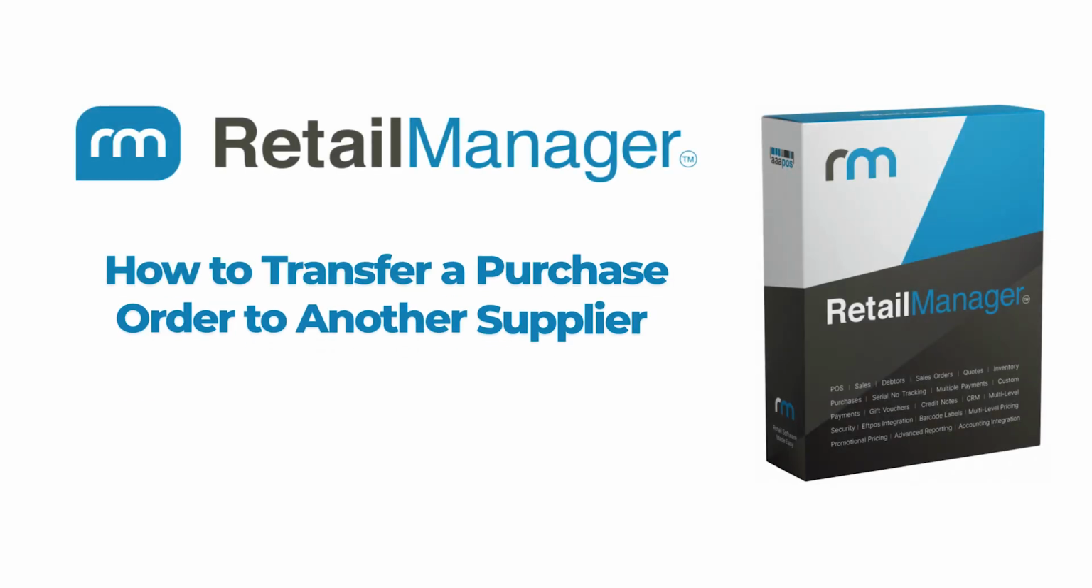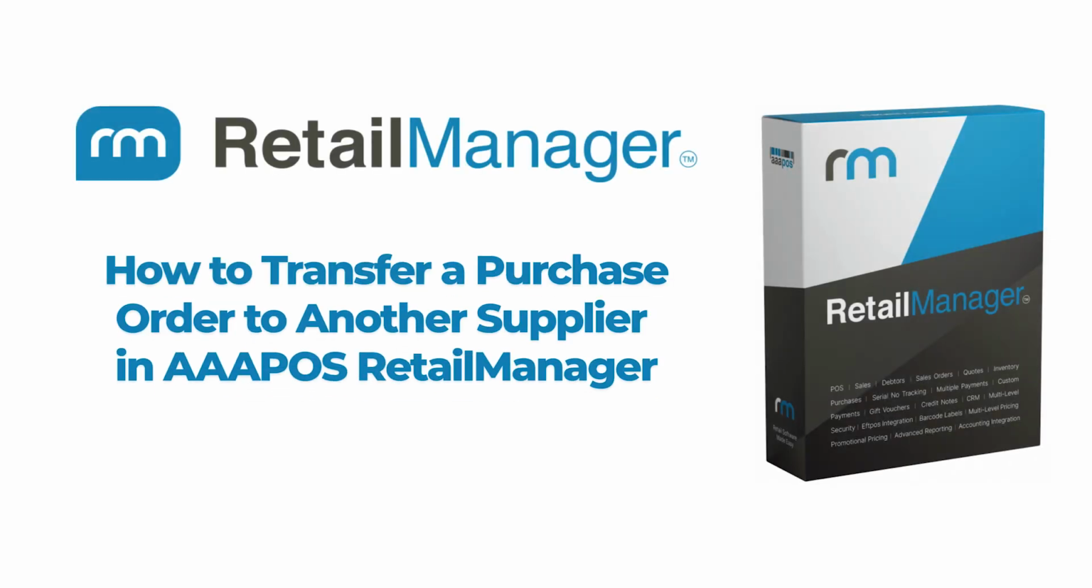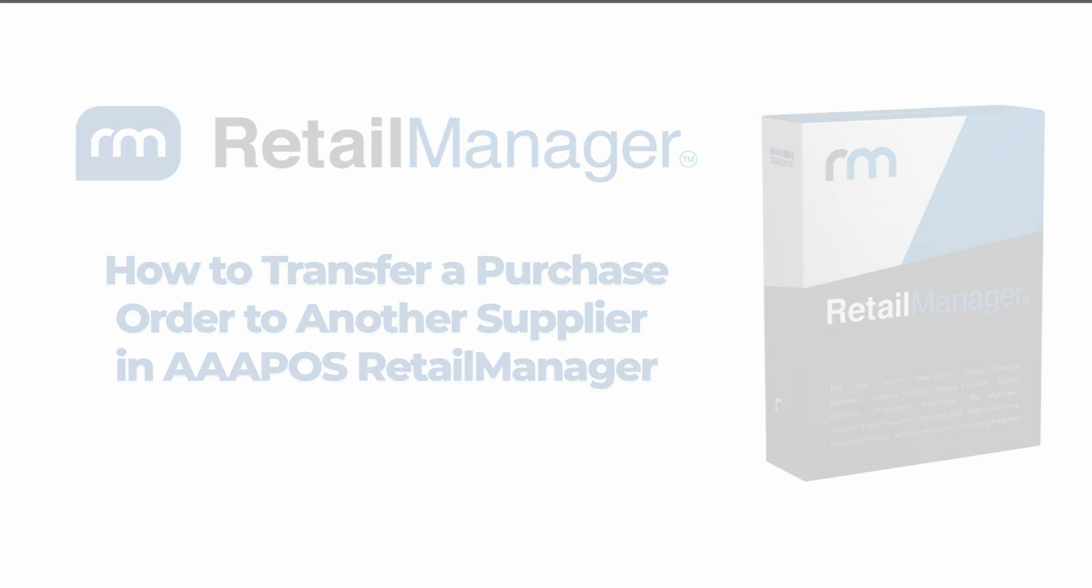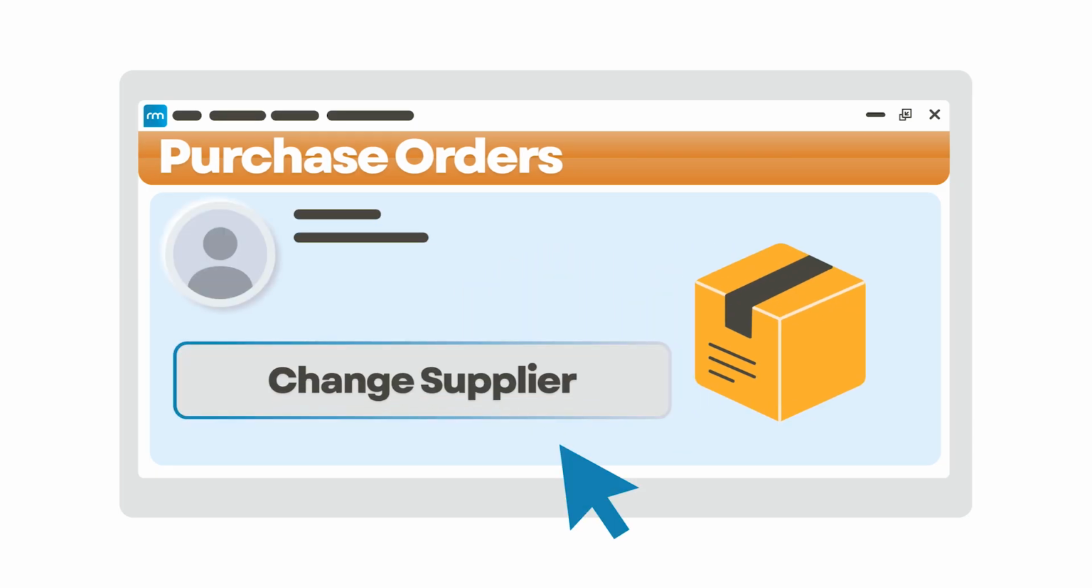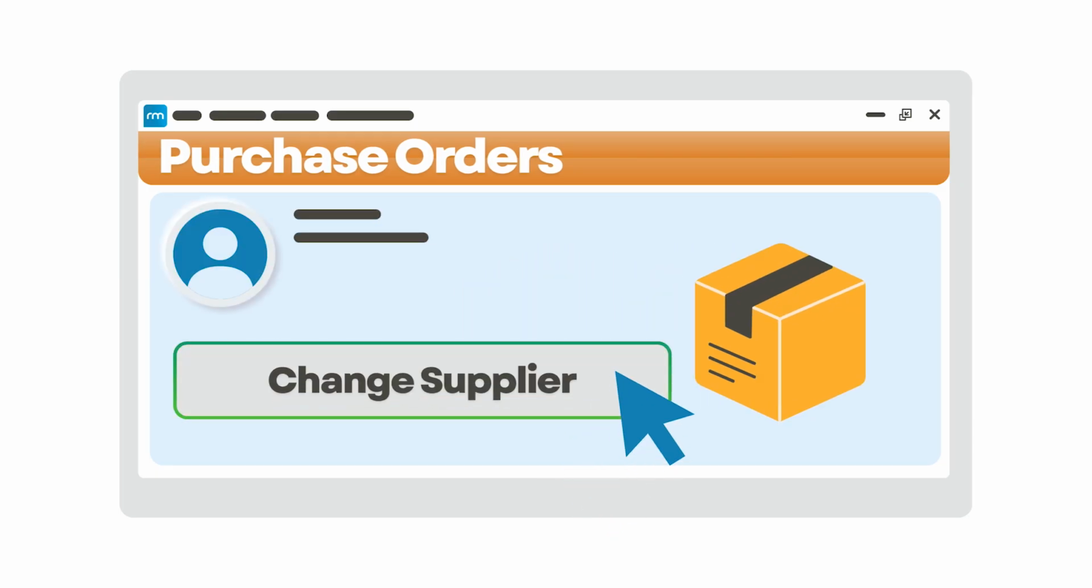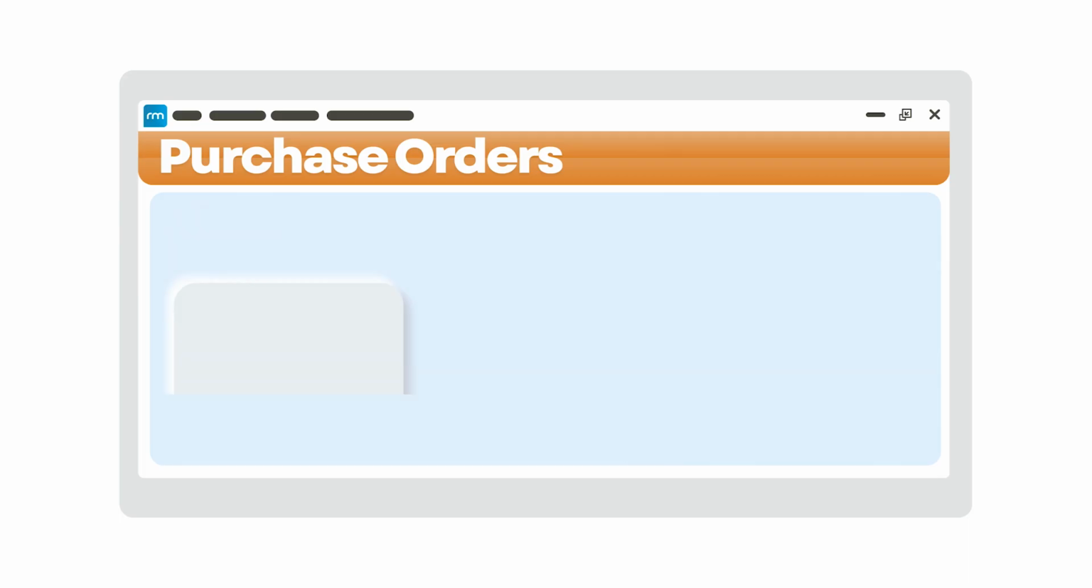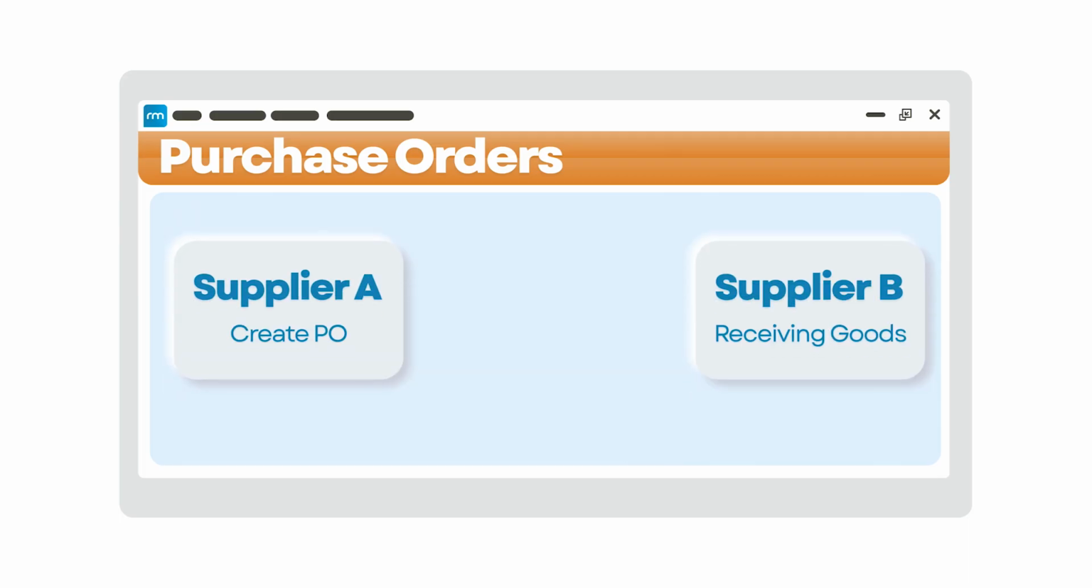How to transfer a purchase order to another supplier in AAAPOS RetailManager. AAAPOS RetailManager now allows you to transfer an existing open purchase order from one supplier to another. This feature is ideal when you originally place an order with supplier A, but the goods or invoice are fulfilled by supplier B. It helps eliminate duplicate work and streamlines your purchasing process.